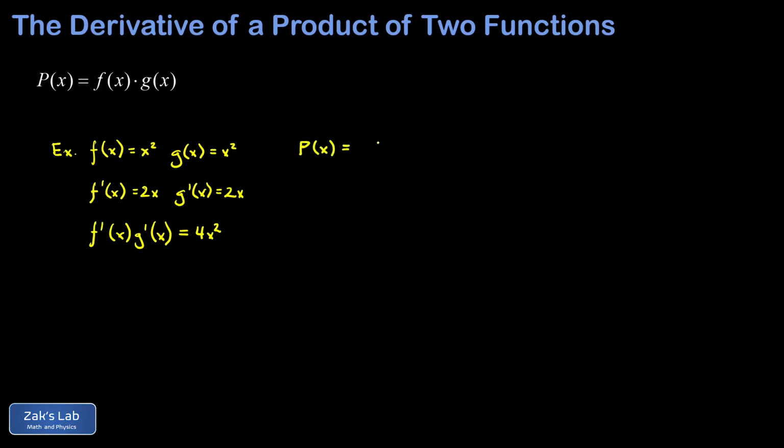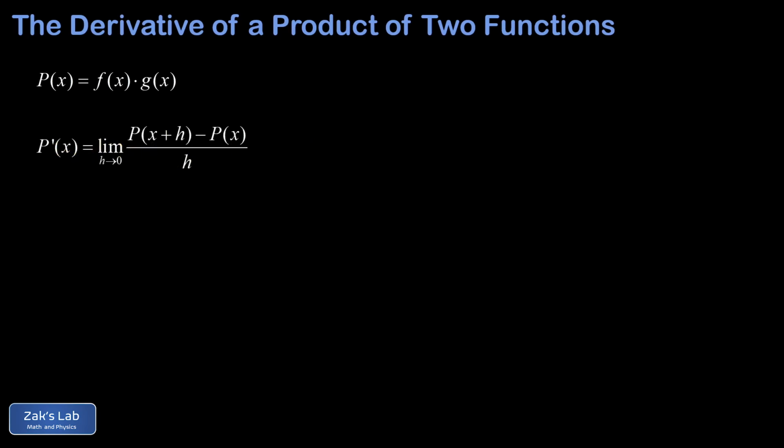So we can actually just calculate P of x before we take the derivative, and that's f times g, which is x squared times x squared, or x to the fourth. Applying the power rule to this, we find that P prime of x, the derivative of the product of these two functions, is actually 4x cubed. So the derivative of the product of the two functions is not giving us the same thing as the product of the two derivatives. Something deeper is going on here with how derivatives work over products.